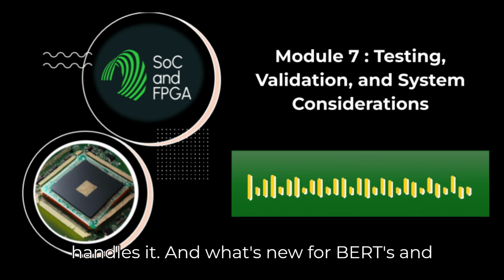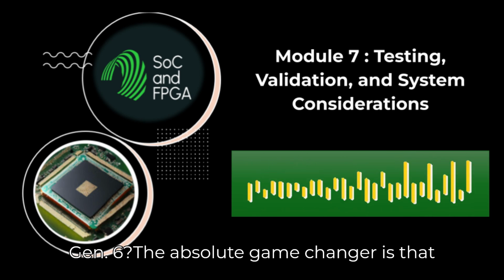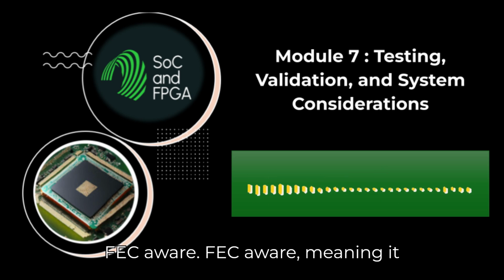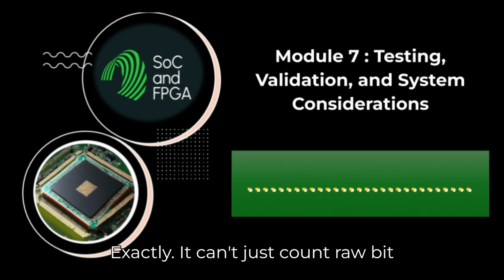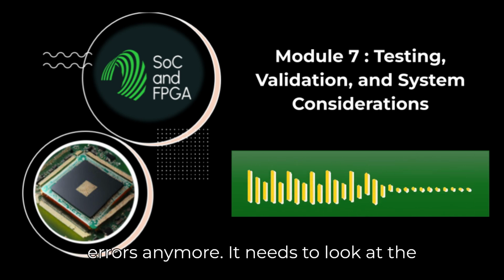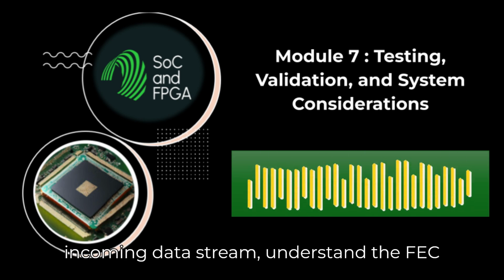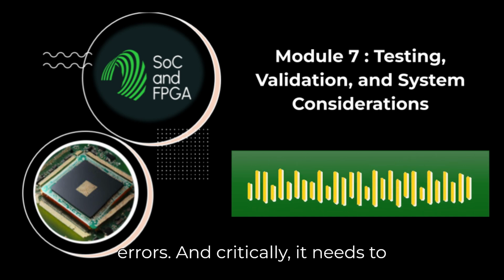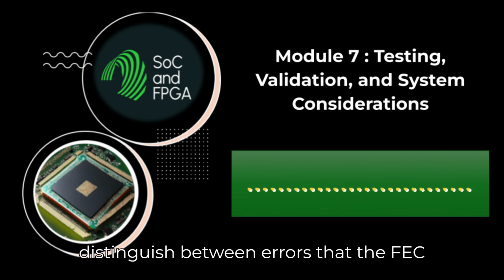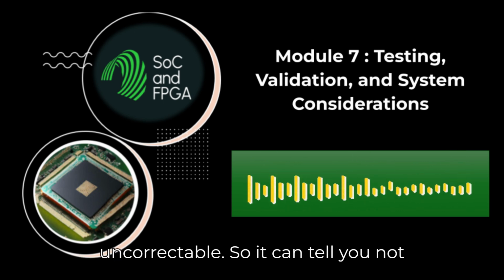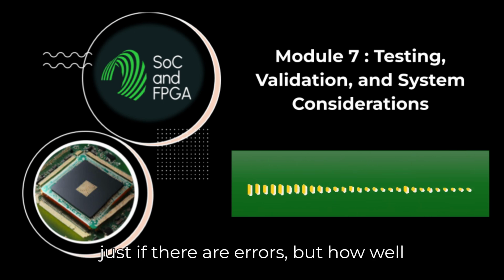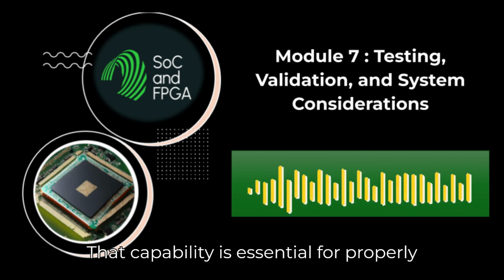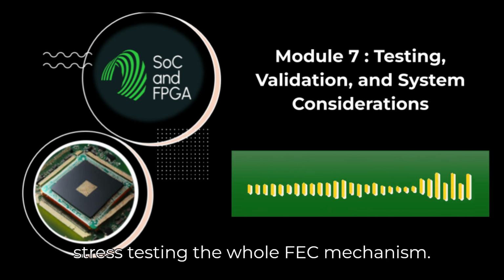And what's new for BERTs in Gen 6? The absolute game changer is that the error detector part of the BERT must be FEC aware. FEC aware, meaning it understands the forward error correction. Exactly. It can't just count raw bit errors anymore. It needs to look at the incoming data stream, understand the FEC structure, and identify FEC symbol errors. And critically, it needs to distinguish between errors that the FEC could correct and errors that are uncorrectable. So it can tell you not just if there are errors, but how well the FEC is coping with them. Precisely. That capability is essential for properly stress testing the whole FEC mechanism.